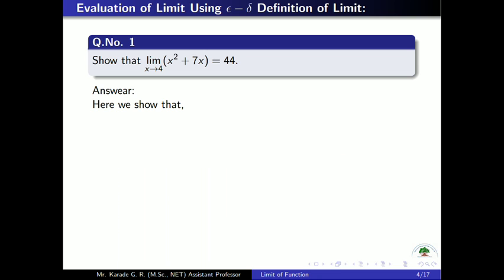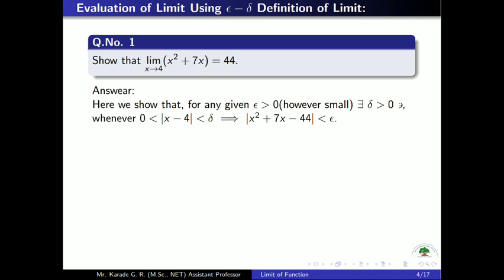We show that for any given epsilon greater than 0, however small, there exists a delta greater than 0, also a very small quantity, such that whenever the distance between x and a, so mod of x minus 4 means distance between x and 4, is greater than 0 and less than delta, this must imply that mod of x square plus 7x minus 44 is less than epsilon.